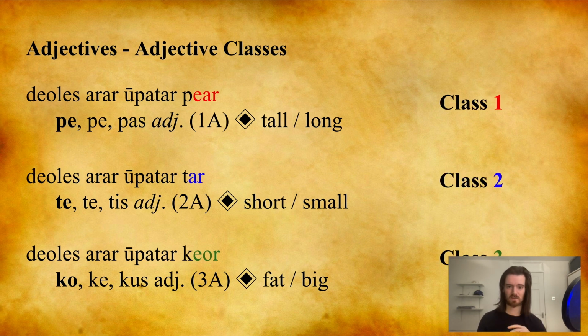This will be obvious from the citation form, and pay attention because the class that the adjective falls into will determine the pattern of endings that it takes according to gender, case, and number. And that's it for this overview video on adjectives.